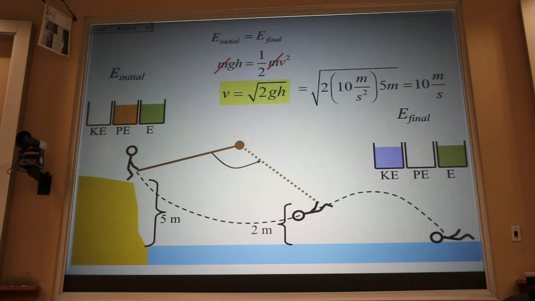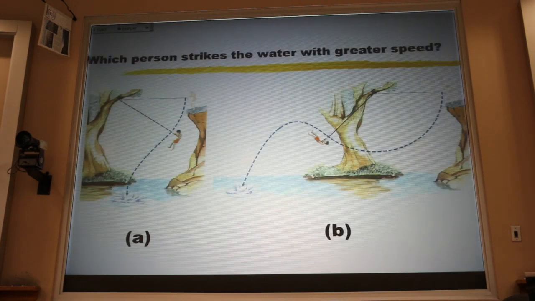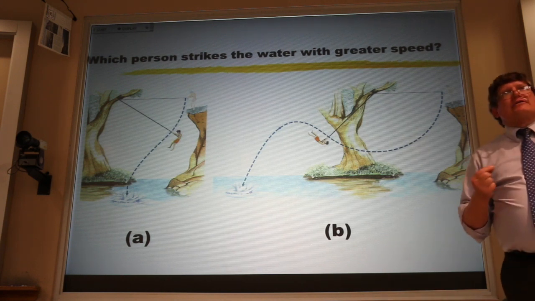Okay. Quick follow-up question. Which person, the person on the left or the person on the right, strikes the water with the greater speed? The same. Now, a different question is, which one is having more fun? I mean, this guy knows what he's doing. That's the very first time that guy's ever done this. But they land with the same speed in either case.